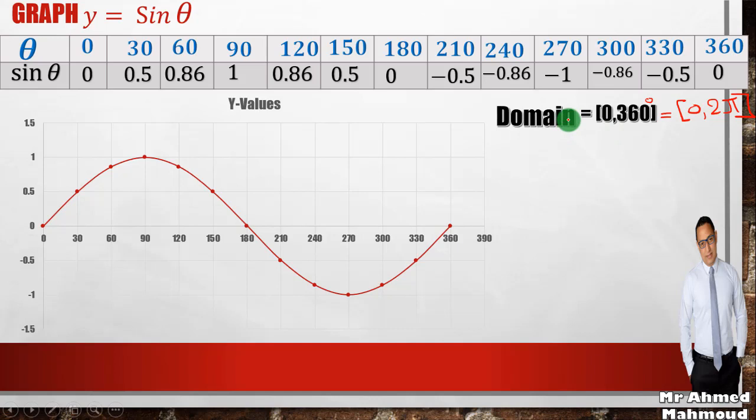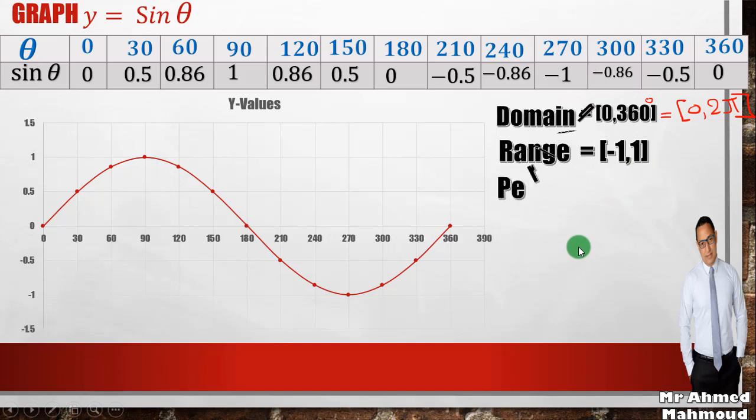Now the range. The range is represented on the y-axis. The smallest value here is negative 1, and the maximum value here is 1. By looking carefully at sine theta, the smallest value is negative 1 and the maximum value at 90, sine 90, equals 1. So the range of the function lies from negative 1 to 1. This is the minimum value, and this is the maximum value.